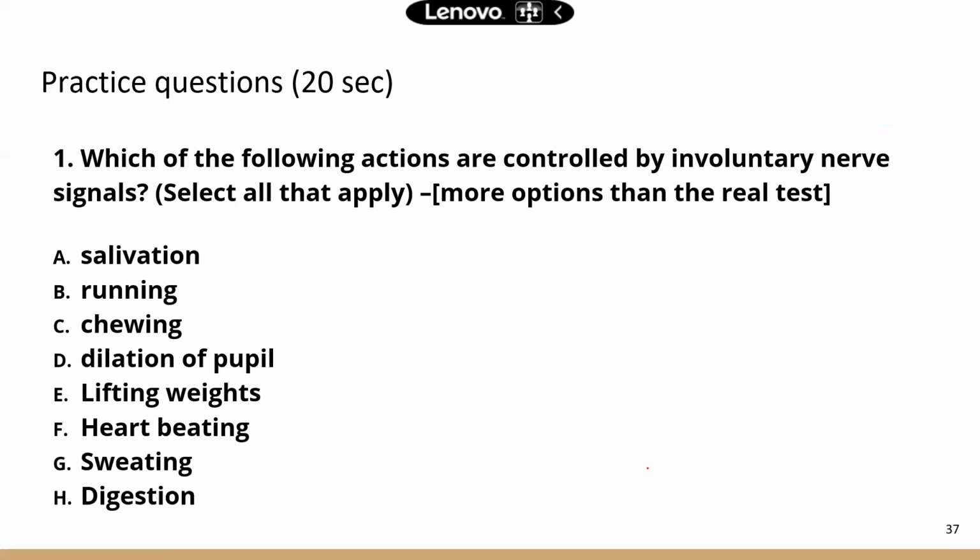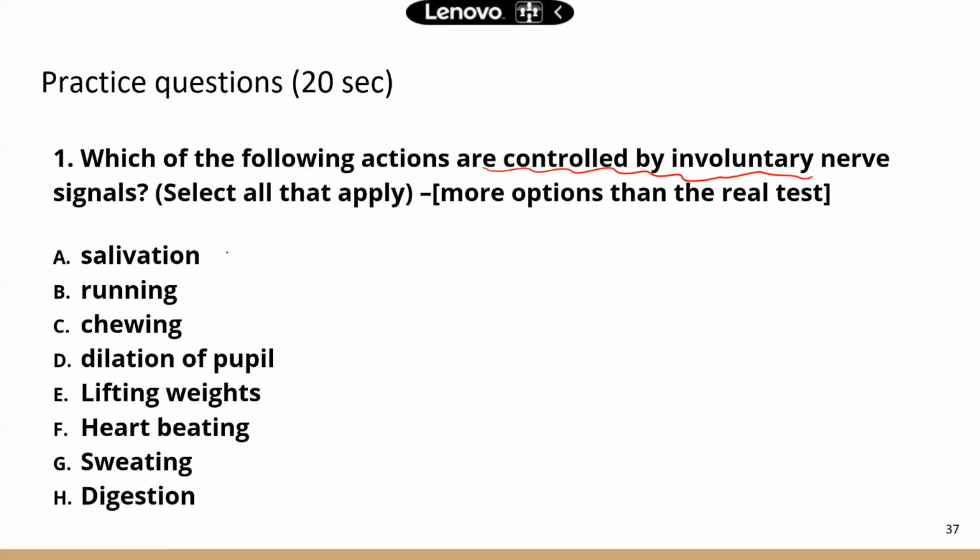Okay, so I definitely provided more options than what you will see in the actual test, but this is good because we'll cover more actions to kind of help you distinguish involuntary with voluntary. All right, so which of the following actions are under involuntary control?